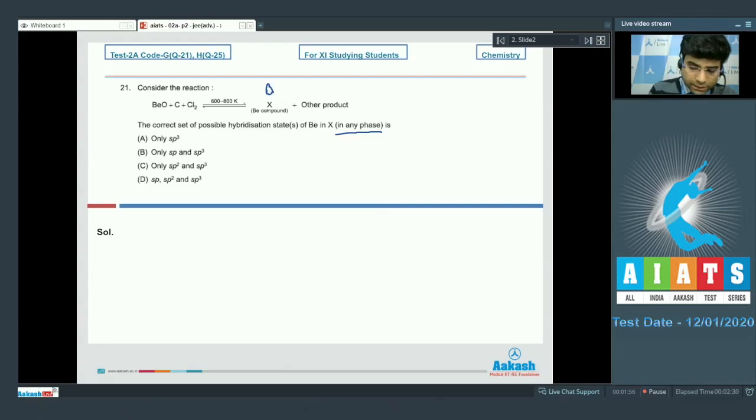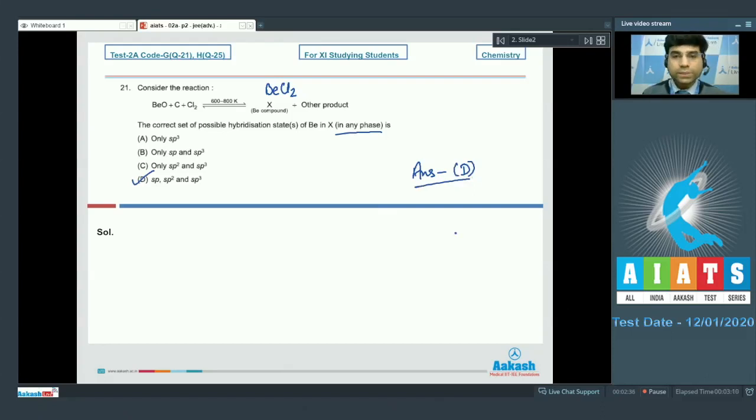Students, if we remember this reaction, this will give us beryllium chloride. Beryllium chloride has a polymeric structure in solid state, so in the polymeric structure it will have sp3 hybridization. In vapor phase, at very high temperature, it will have sp hybridization because it has a linear structure. At moderate temperatures it will exist as a dimer molecule where the hybridization is sp2. So it will have all the hybridizations in different states or phases, and those are sp, sp2 and sp3. Hence the correct answer for this question is option D.